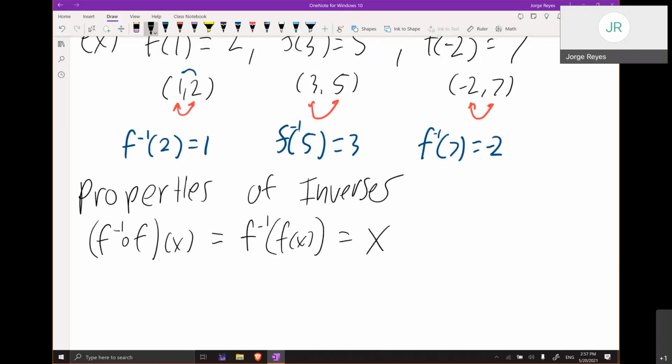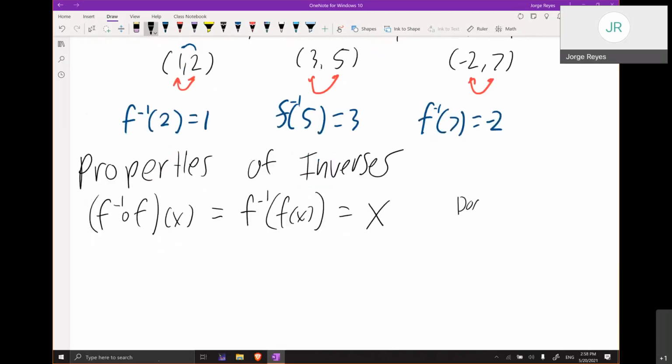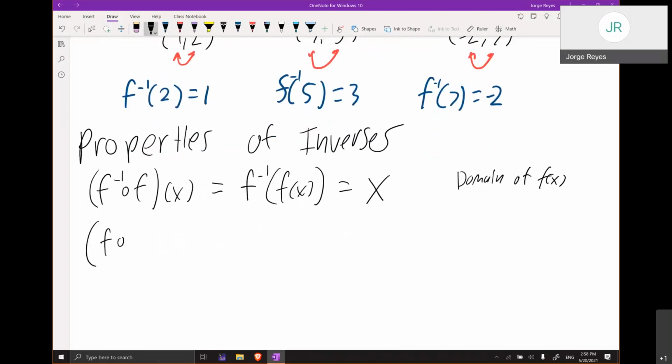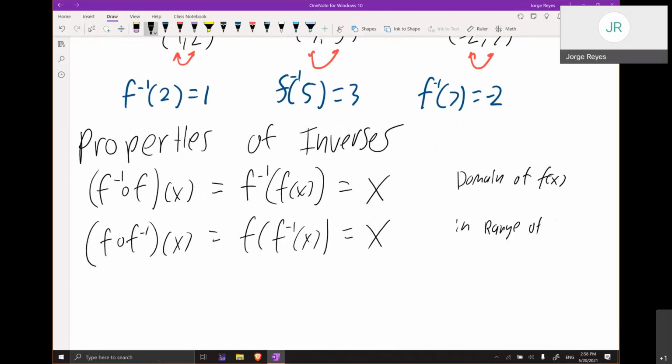But here I'm in the domain of f of x. And then if I do it backwards, right, so f of f inverse, that also should cancel to x, except now I'm technically in the range of f of x. So the domain does weird stuff, but let's ignore it.